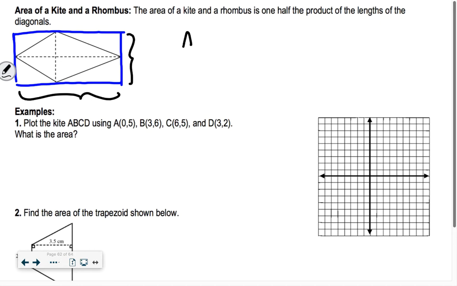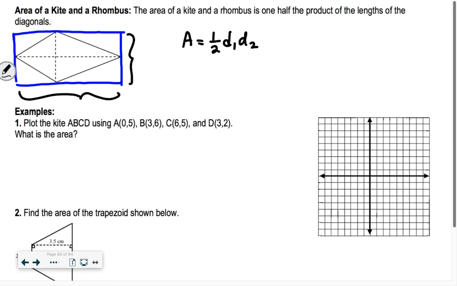What are those called? This distance is called a diagonal, right? And this is a diagonal. So it's half the product of the diagonals, half d1 d2. That's where that comes from. Do we see where it comes from? If you know where it comes from, you will have no trouble remembering this. And you will need to know these by Friday.